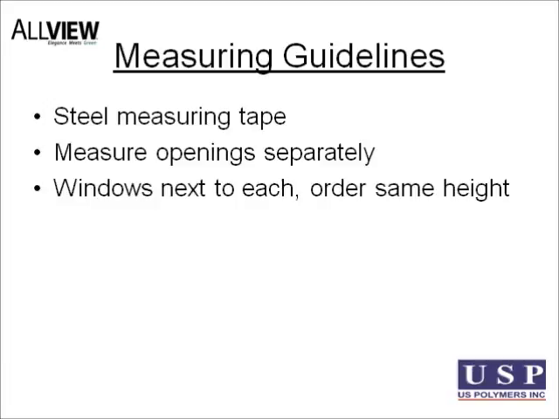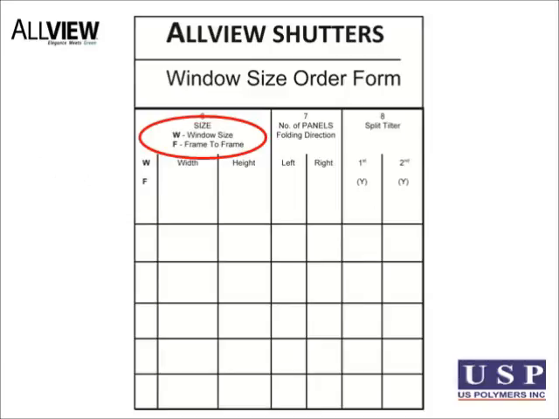Number 3. Windows next to each other must be ordered the same height to give the same louver rail count. For windows next to each other, pick largest size for outside mount and smallest size for inside mount. There are 2 methods for measuring windows: window size measuring and frame size measuring.